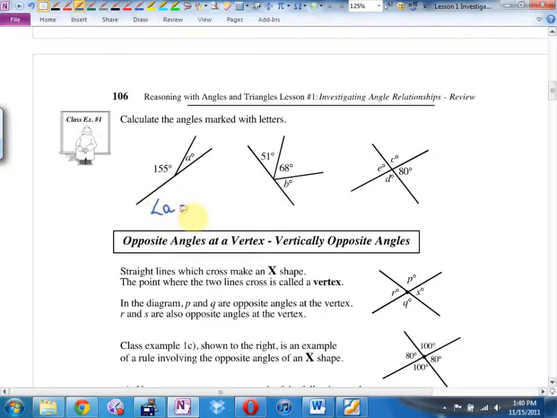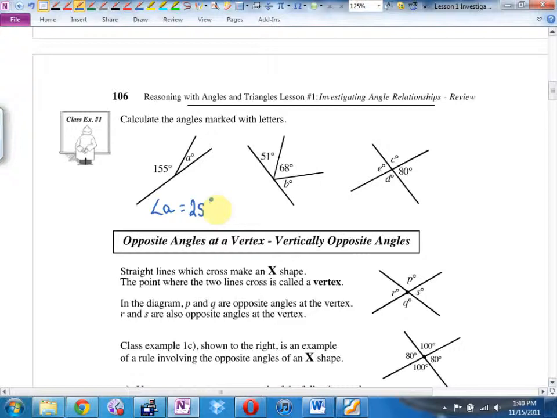How big does angle A have to be? Angle A, I don't think, can possibly be 180 degrees, because 180 degrees is a straight line, and I think angle A looks to me about like that. Sorry? I think you're right. 25, what'd you do? Okay, 180 minus 155, I agree.